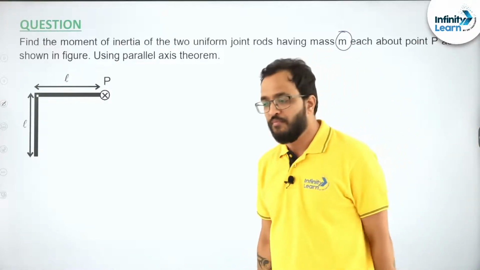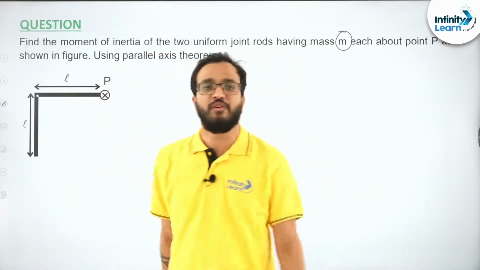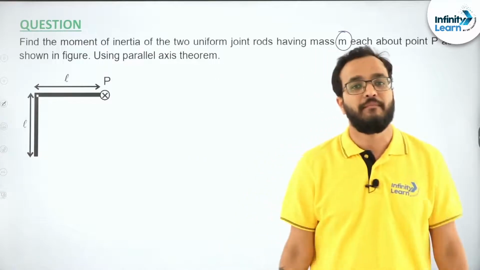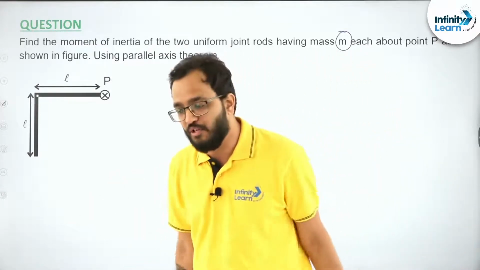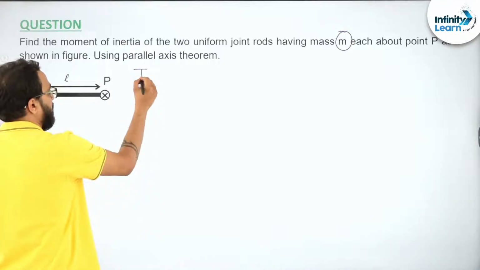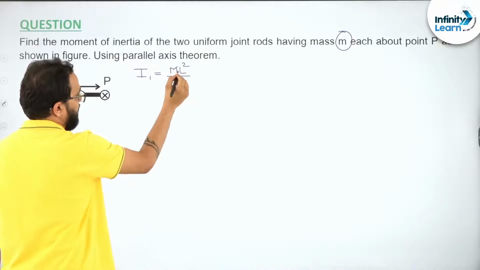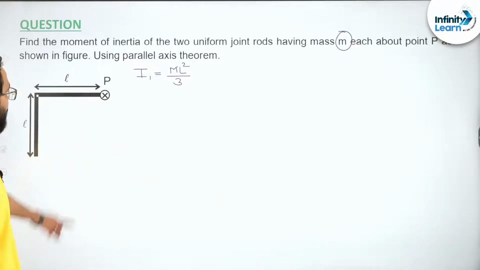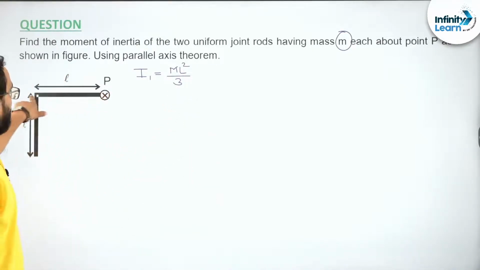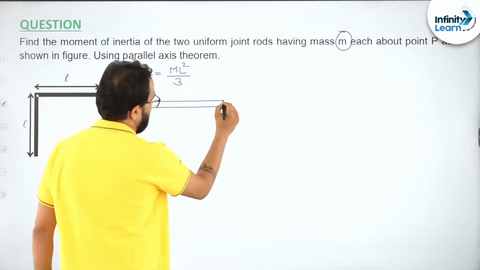Now what we are going to do, since there are two masses, one is this rod, another is this rod, we will deal with them individually. So first we will deal with this rod. Let's say I1. So I1, everybody knows, is ML square by 3. I don't need to discuss anything on this, right? We already know the moment of inertia of this particular rod. About which axis am I talking about?